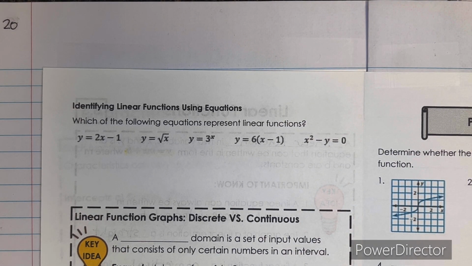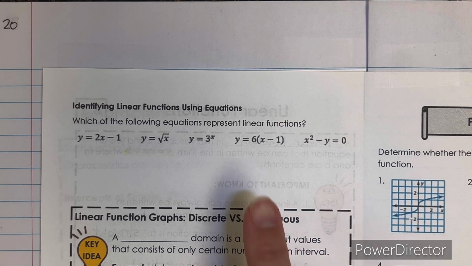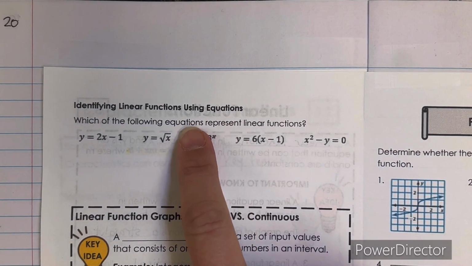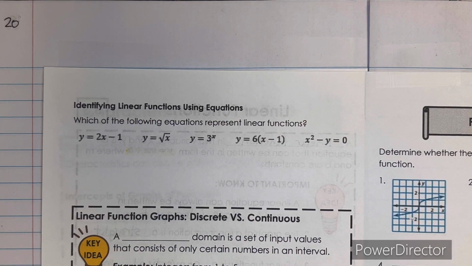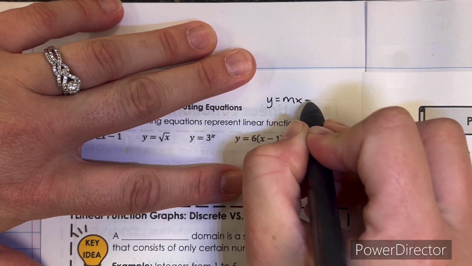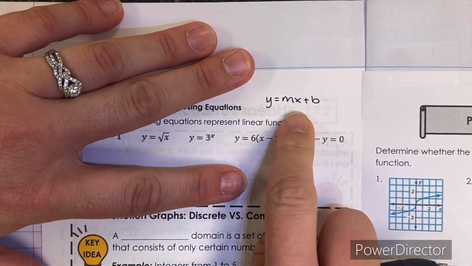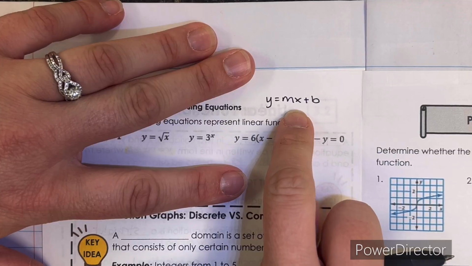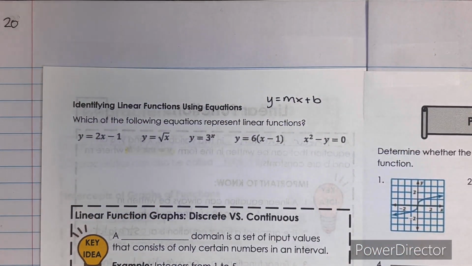Now I need you to flip to the inside of that foldable. The last little section that I've got for us to practice identifying linear functions is from equations. Now, the main thing that you have to remember about linear functions and their equations, they are always going to look like this. Remember, this is slope-intercept form. This is what we're after, y equals mx plus b.